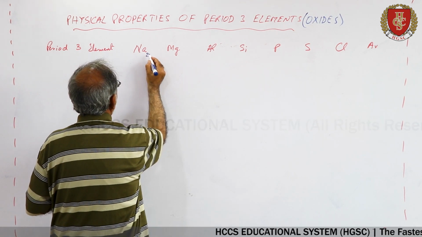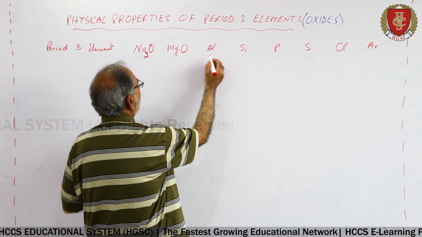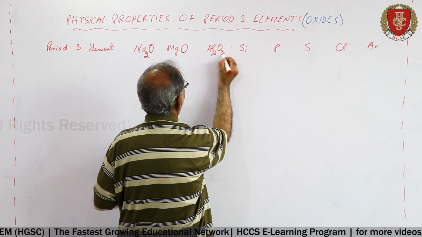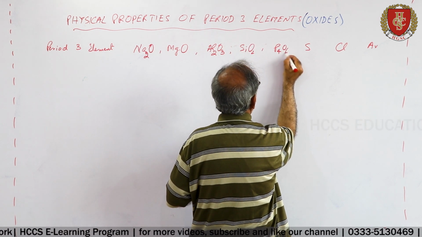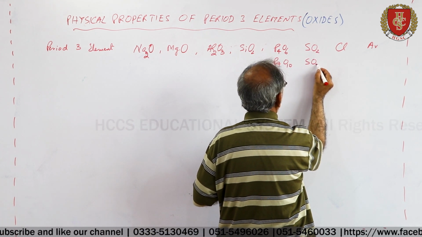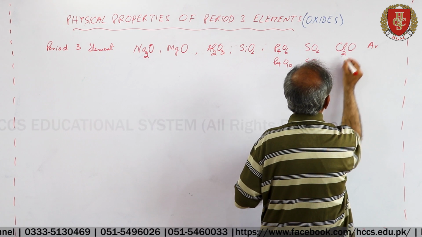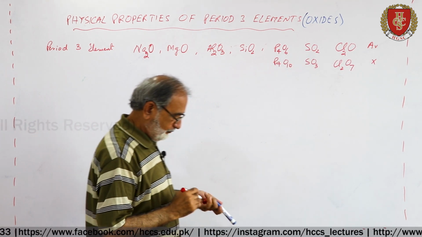Now this is Na2O, the oxide of sodium, MgO, Al2O3, SiO2, P4O6, P4O10, SO2, SO3, Cl2O, Cl2O7, and argon does not form oxides.